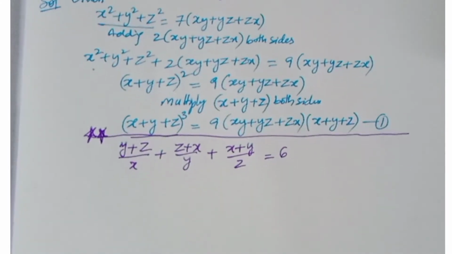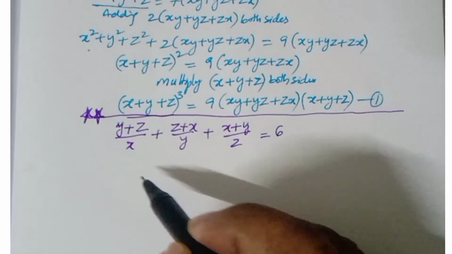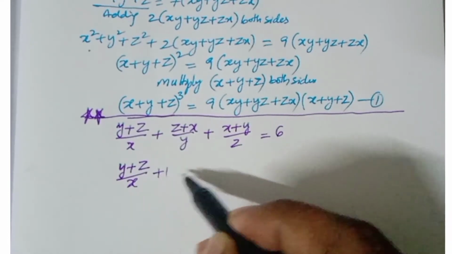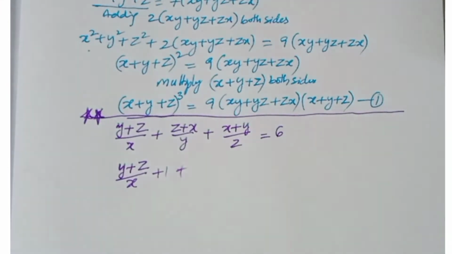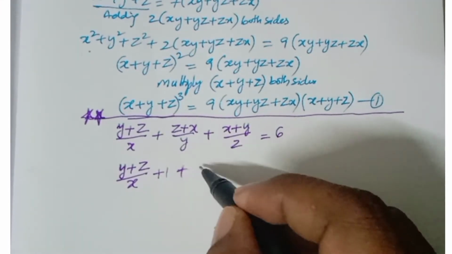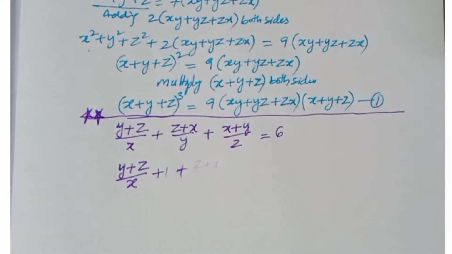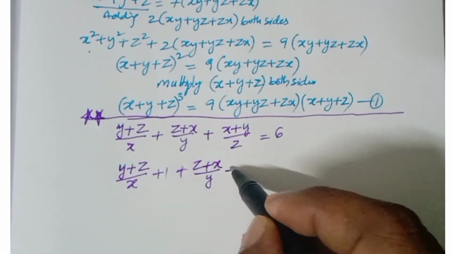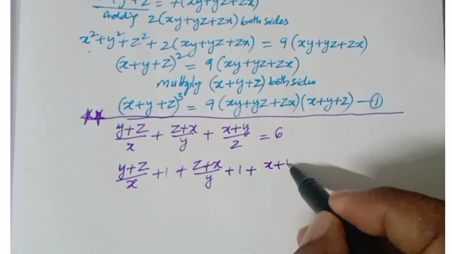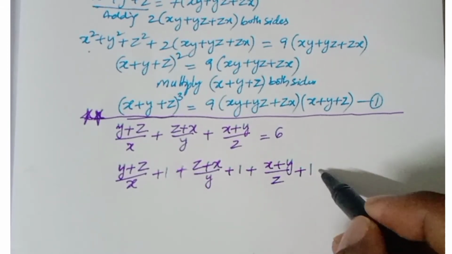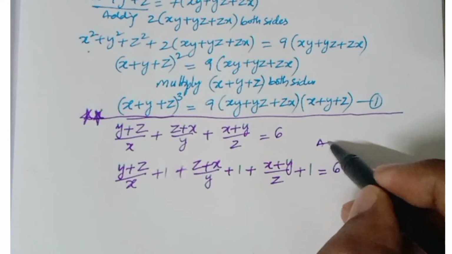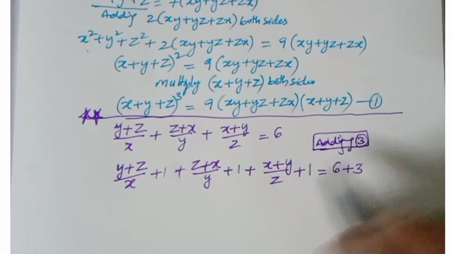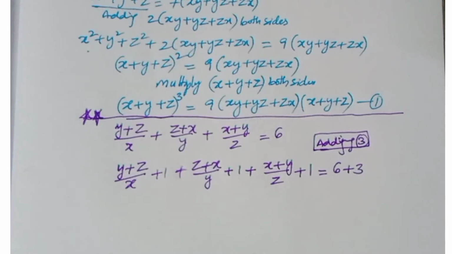Now here you have to add 3 on both sides. So what will we get here: (y + z)/x + 1 + (z + x)/y + 1 + (x + y)/z + 1 is equal to 6 + 3, adding 3 on both sides. This is a critical step. If you know this step, you can do this problem easily.